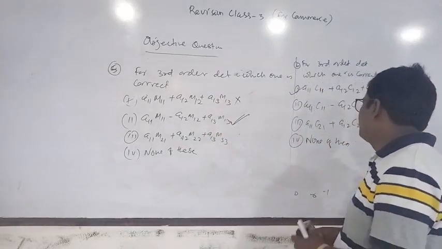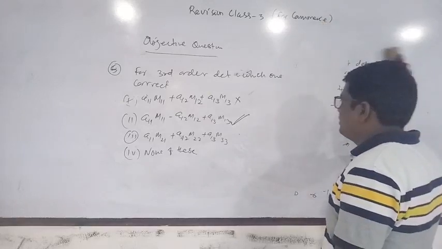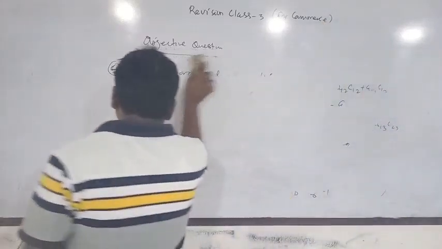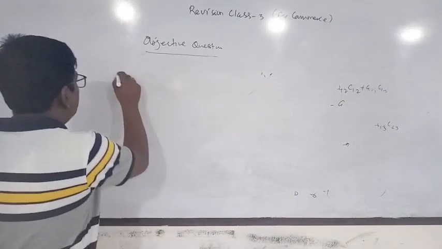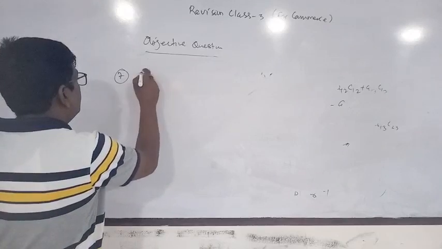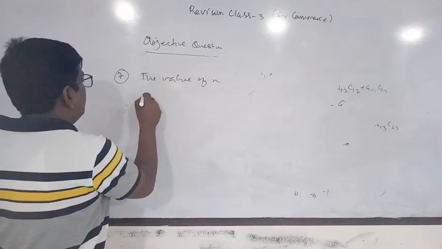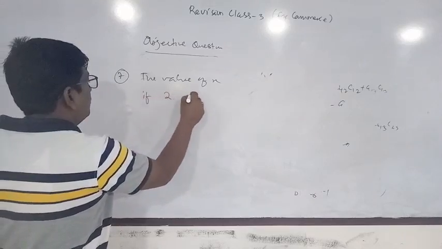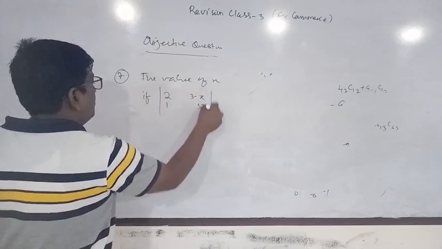Okay, these are the 6 one mark questions. And another question, number 7: find the value of x, if the determinant |2 3-x; 1 5| is equal to 0.